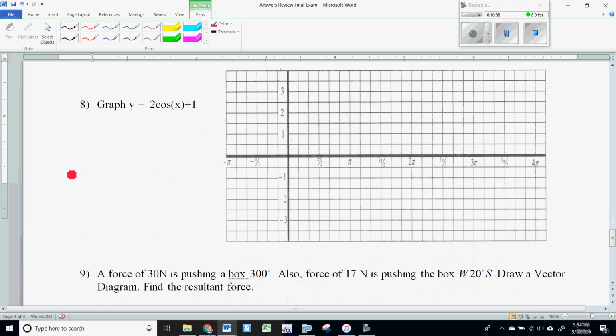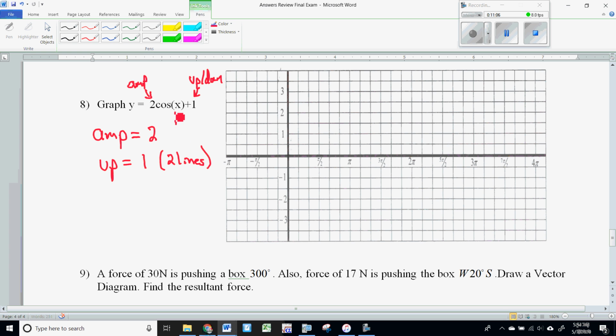Graphing with trig. Remember, the number in the front is my amplitude. So in this case, my amplitude is 2. That's how high the peaks and valleys go. This number here is how far it moves up or down. So I am going to go up 1, which remember is 2 lines.